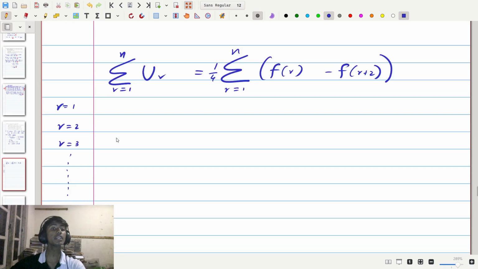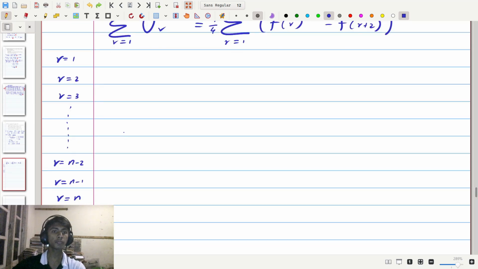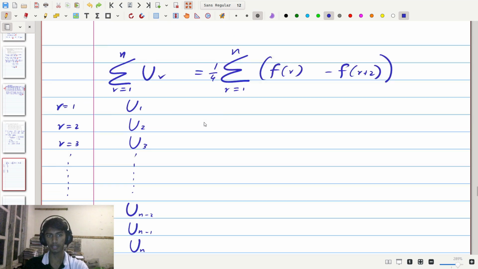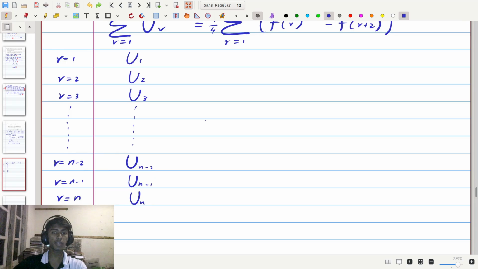Now, considering these terms, if we look at this equation that we have here, on the left hand side we have u of r terms. So therefore for r equals 1 we have u of 1, for r equals 2 we have u of 2, r equals 3 u of 3, so on and so forth. Over here we have u of n minus 2, u of n minus 1, and u of n. So these are the terms that we have on the left hand side of this equation here. Now considering the right hand side, we can see if we draw a bunch of equal signs like this, this and this, and this, this and this.